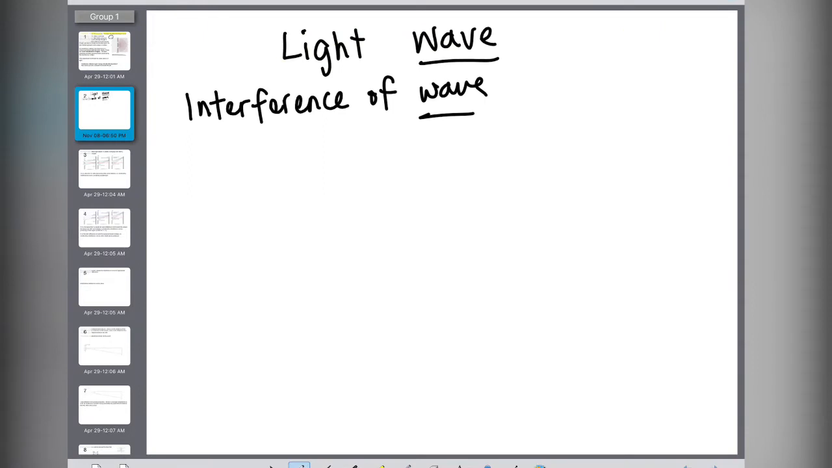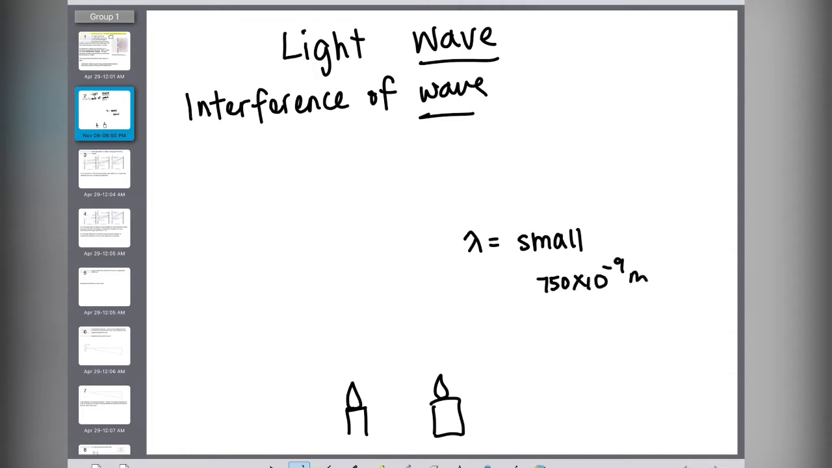They were like, well, if you say light is a wave, how come when I put two candles together, and the light waves interfere, I don't see constructive and destructive interference from the candles? The reason, we now know, is that light waves are very, very small. The wavelength of light is really small, about 750 times 10 to the negative 9 meters, in the nanometer range. But the candle is so big that it is not going to show the interference.